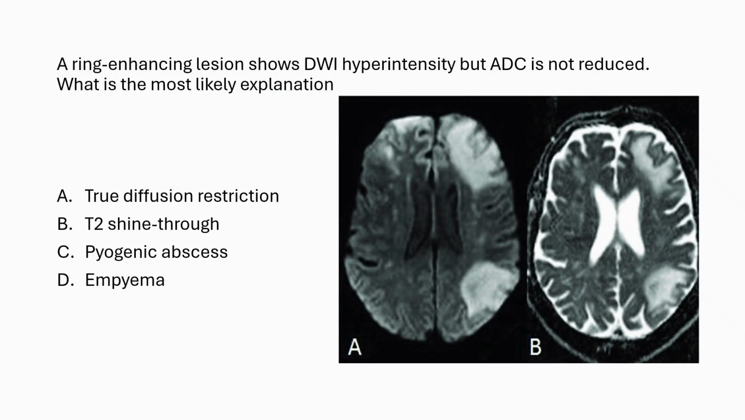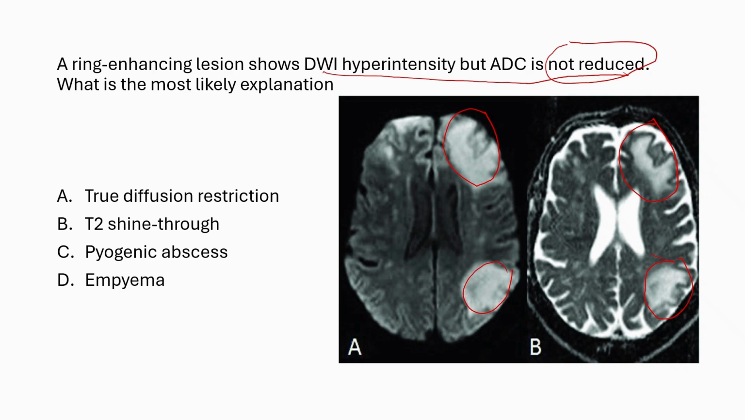A ring enhancing lesion shows DWI hyperintensity but ADC is not reduced. What is the most likely explanation? So this question is asking about DWI hyperintensity where ADC is also hyperintense, or not reduced. We can see in this image there is hyperintensity in DWI. This image is ADC, so this is also hyperintense. These lesions are hyperintense in both DWI and ADC. So let's see the options.